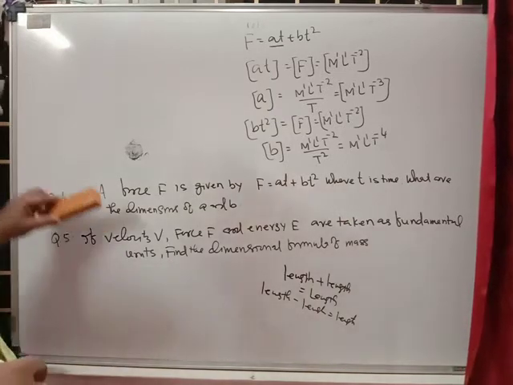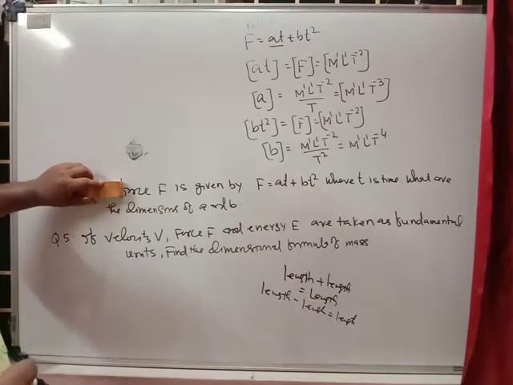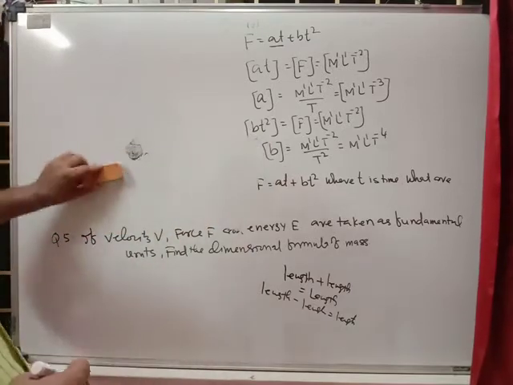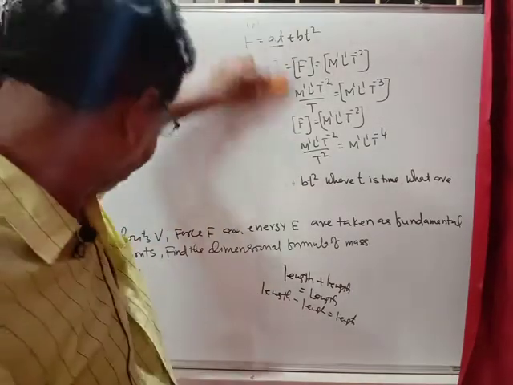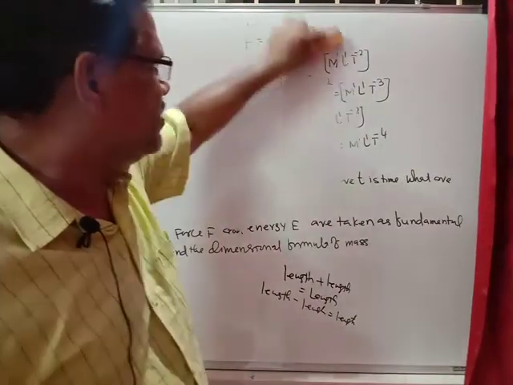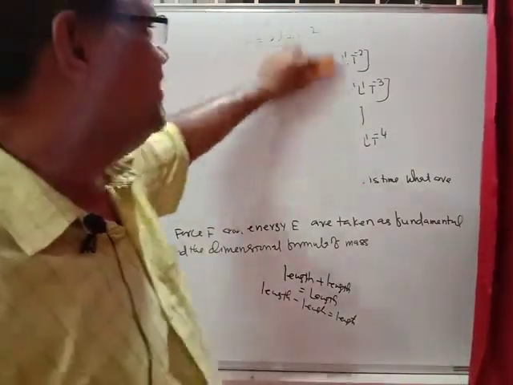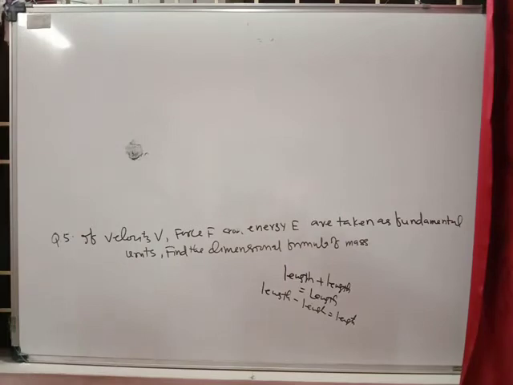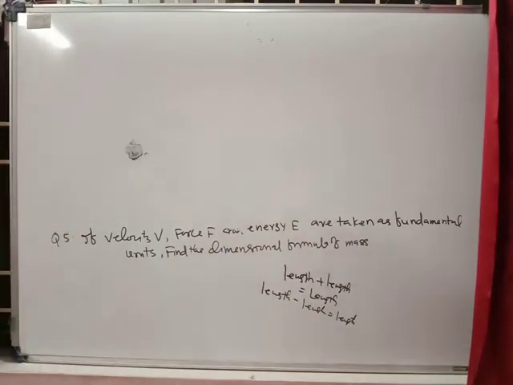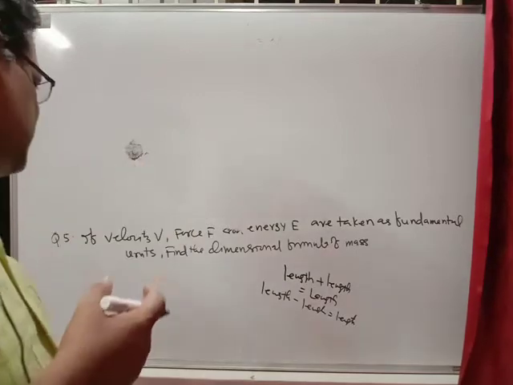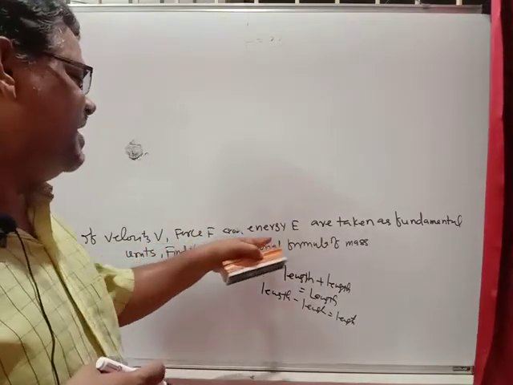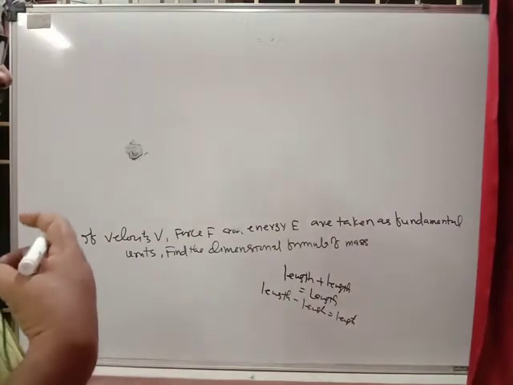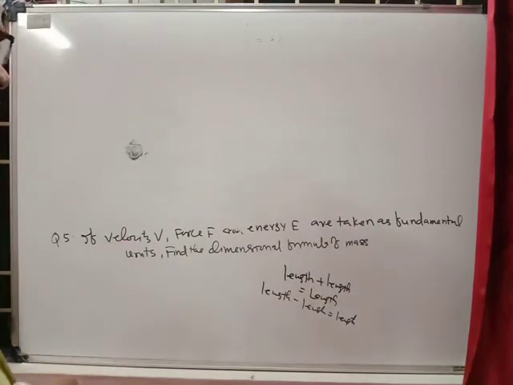The last question: velocity V, force F and energy E are taken as fundamental units. Find the dimensional formula of mass. You know the fundamental units: mass, length, time, temperature, electric current, luminous intensity (candela) and the mole. Suppose velocity V, force F and energy E are taken as the fundamental units, then what will be the dimensional formula of mass in terms of V, F and E?